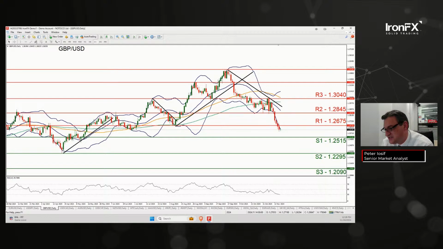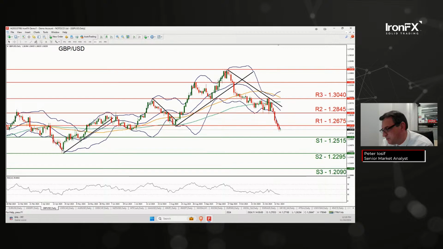We get similar signals also by the fact that the price action of cable has been below the lower Bollinger Band for 4 days now. And it's stabilizing just today. It remains to be seen whether there will be a correction higher or not. But overall, should the bears maintain control over the pair's direction, I would expect GBP USD to have its next stop at the 1.2515. Mind you, talking about 105 pips lower from the current position.